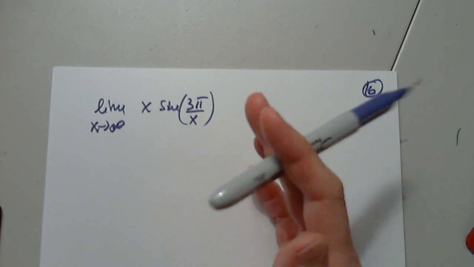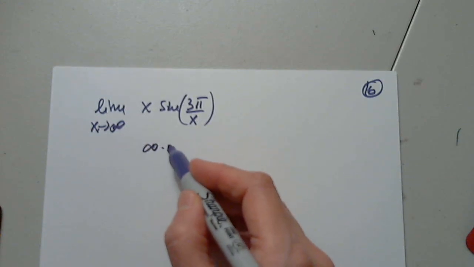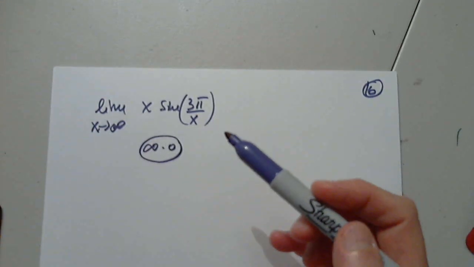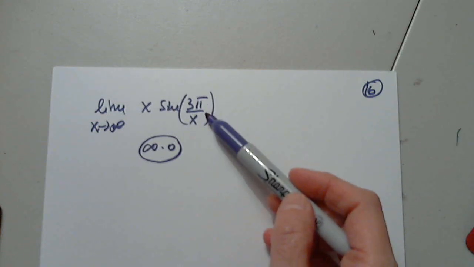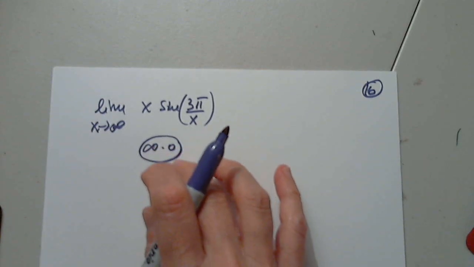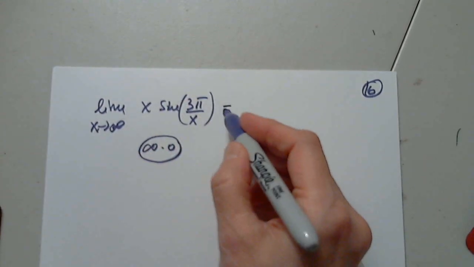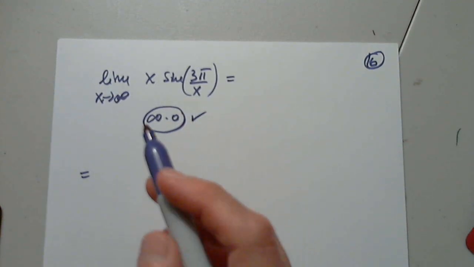So I plugged in infinity, and I got infinity times 0. Yes. So when x approaches infinity, this approaches 0, sine 0 is 0, and this is infinity. Excellent. So all you need to do now is just a simple algebraic manipulation. This is not a bad one.